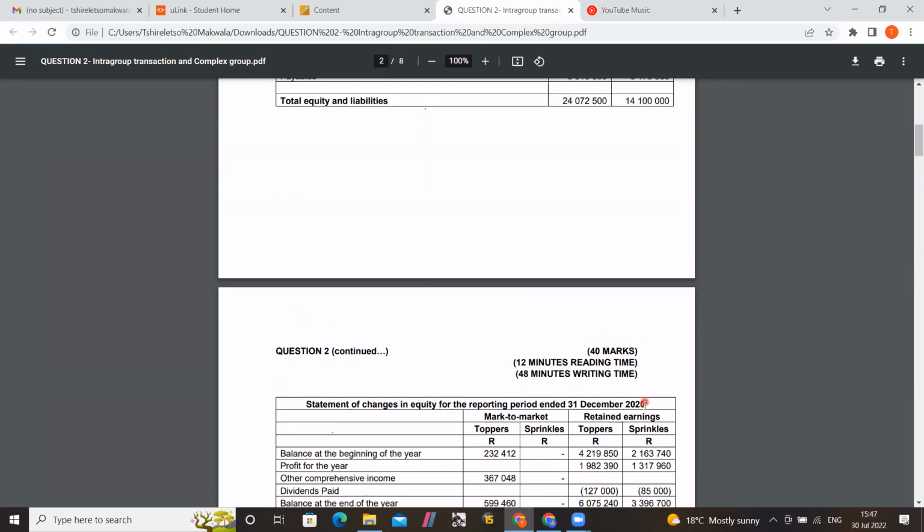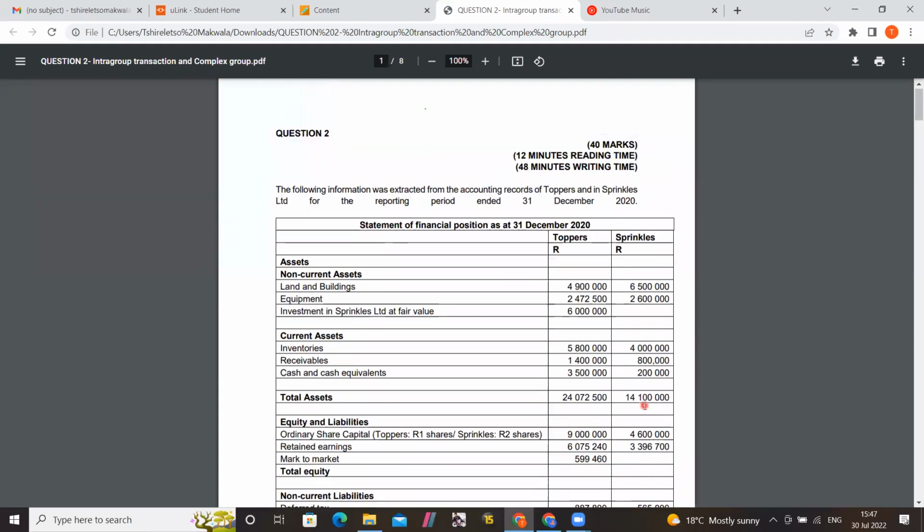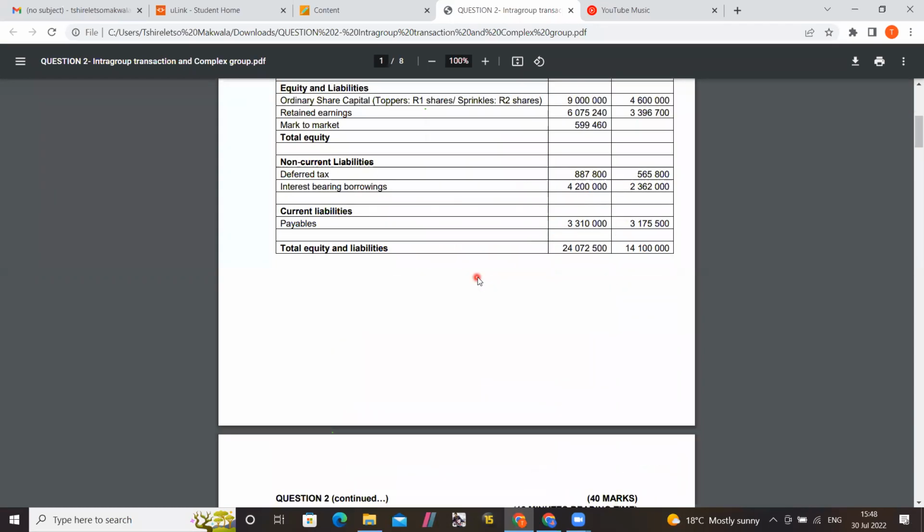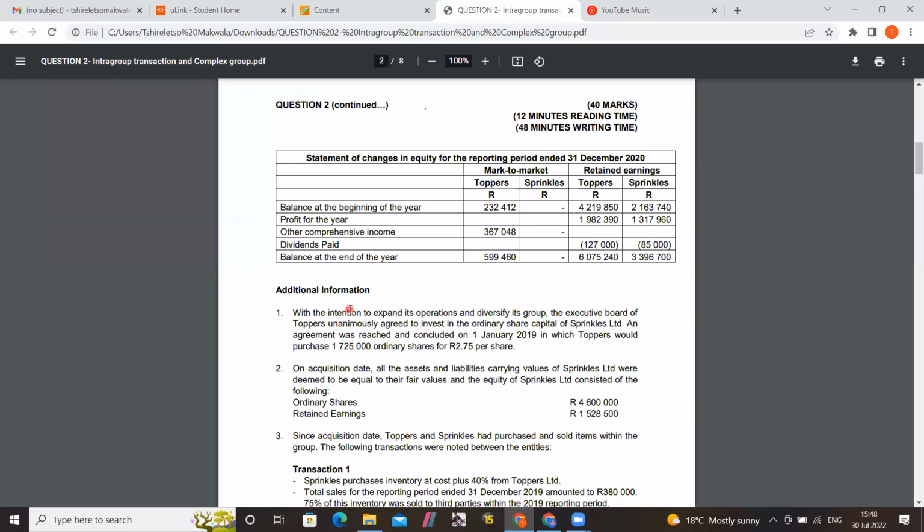So let's move on. Reporting period ended: most probably our reporting year is going to start from the 1st of January 2020 to the 31st of December 2022. Most probably they want to ask us to consolidate for that period.